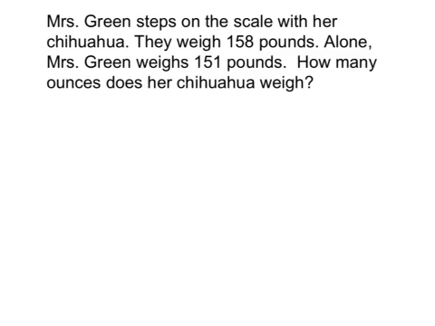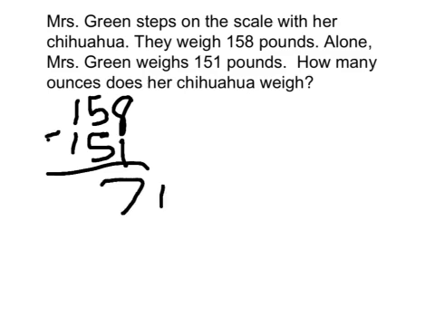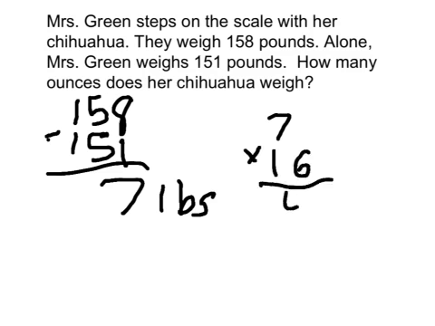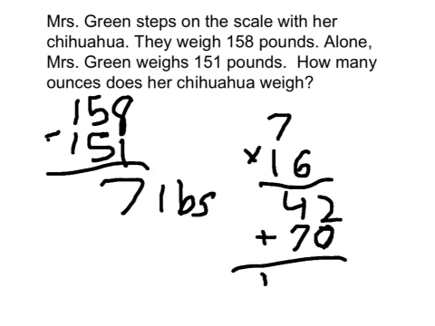Okay, first we want to know how many pounds the chihuahua weighs. So you'll subtract Mrs. Green's weight from the total weight. We get 7 pounds. Then, you need to know how many ounces is 7 pounds. Since there are 16 ounces in 1 pound, we just multiply by 16. 7 times 16. We get 112. Your answer is 112 ounces.